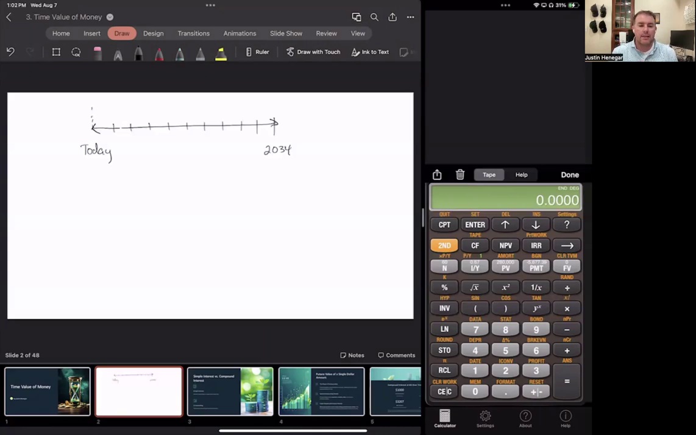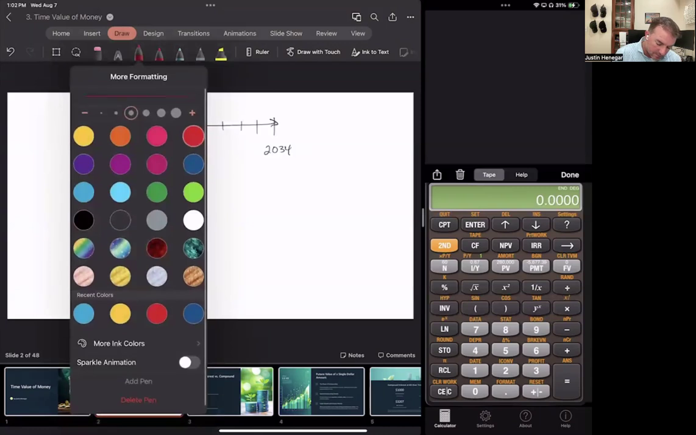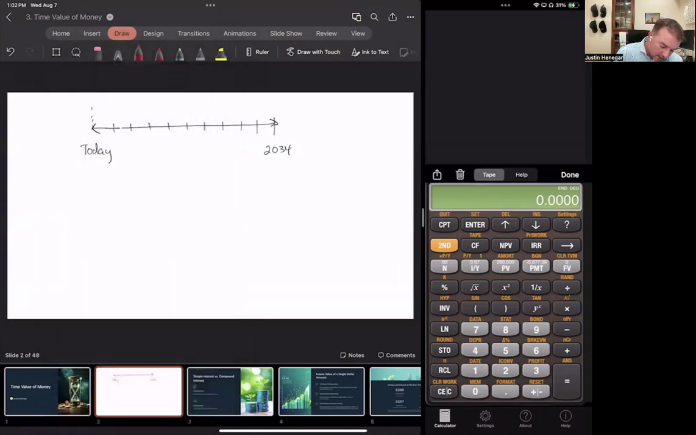All time value of money is doing is moving money across this timeline, both forward and backwards, and providing us an equivalent value. So if I know what something is valued today, and I want to know how it might be valued right here, I could tell you what that value is if I have certain inputs, certain assumptions about what is going to happen.